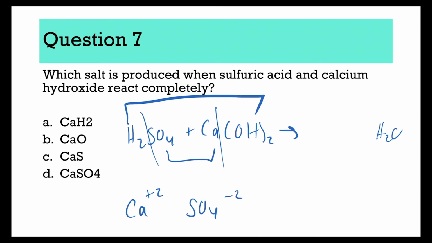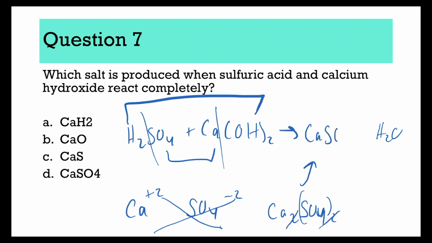Both have a 2 charge. Calcium is positive, sulfate is negative. And then it simplifies. So Ca2, SO4 2, simplify that to CaSO4 as your salt. And that is choice D.